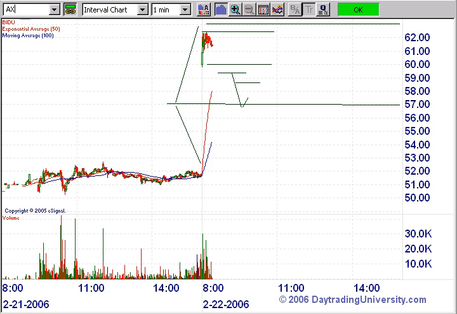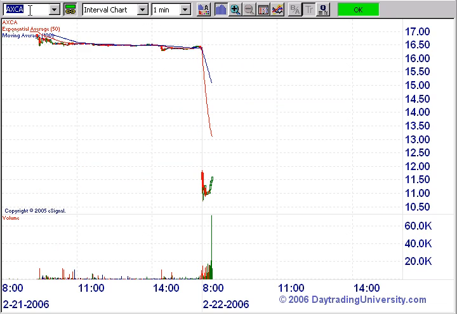Let's take a look at a few other examples here. I'm going to go through these quickly. Here's a gap down today. AXCA stock closed yesterday at 16.5, opened at 11.5. Yeah, we don't care why.